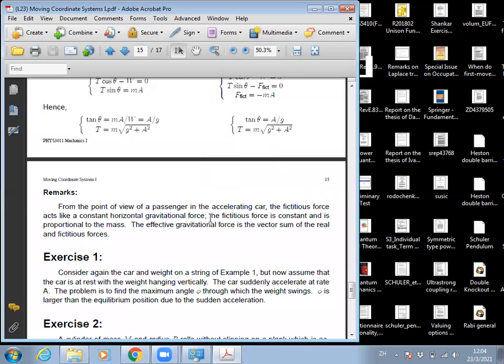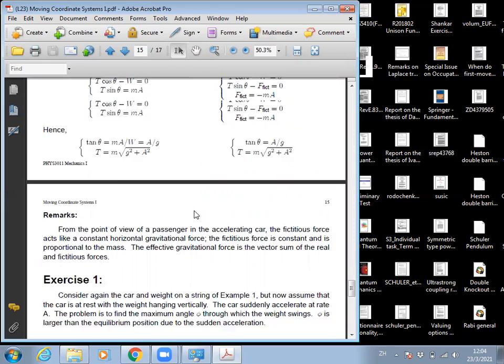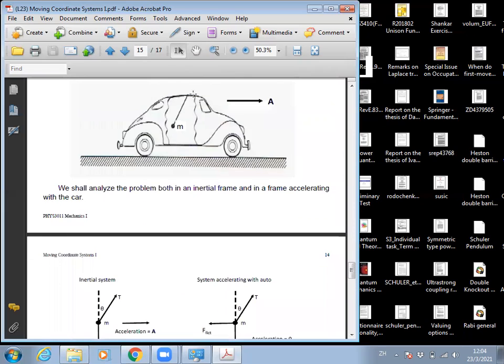As I said here, it seems that there is a net gravitational force, or a new gravitational force, pulling in this direction. Am I right? That's against the tension. So basically, in this example, you have a plumb line. This is the point of contact, and this is the pendulum.